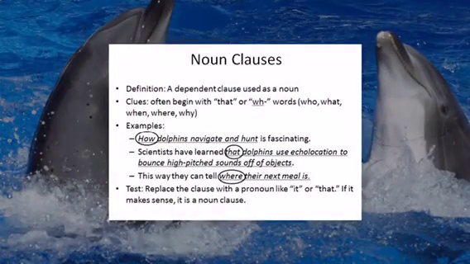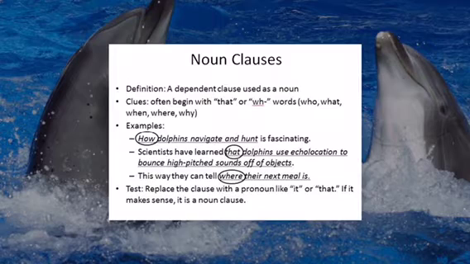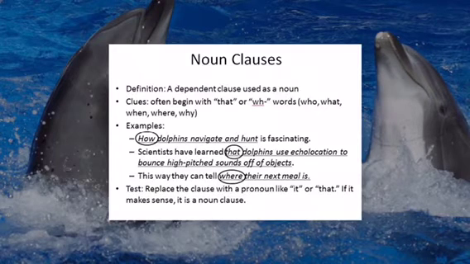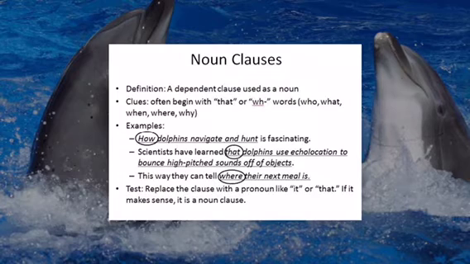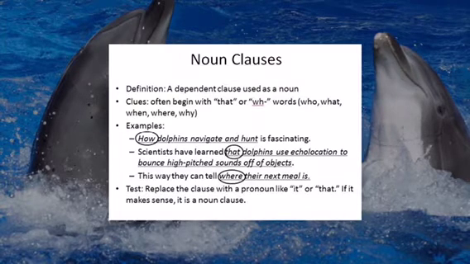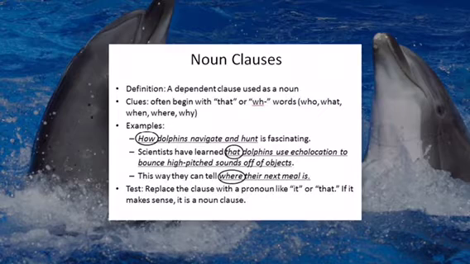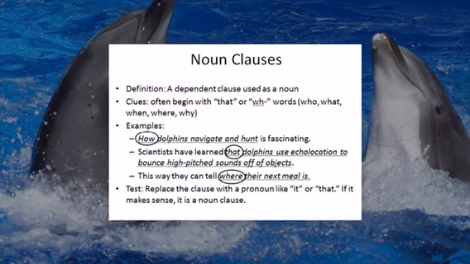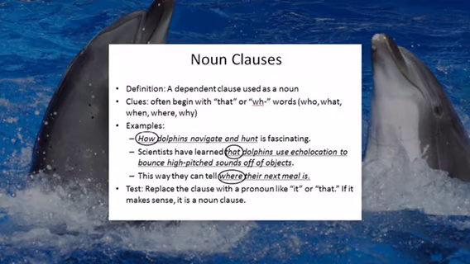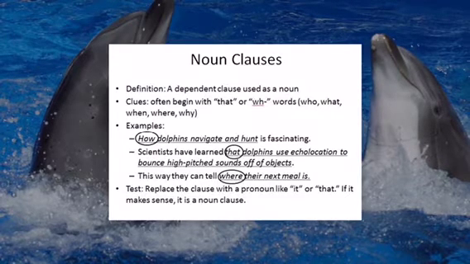Next, let's learn how to identify noun clauses, a type of dependent clause used as a noun. Noun clauses most commonly begin with the word that, or a WH type word, like who, what, when, where, or why. A simple test to identify noun clauses is to replace the clause with a pronoun, like it or that. If it makes sense, it's a noun clause. Let's try it out in the sample sentences.